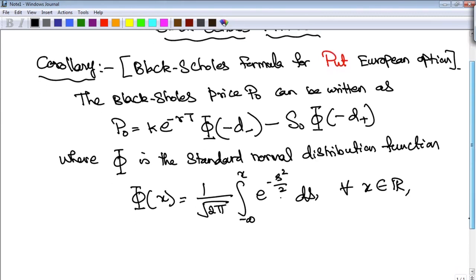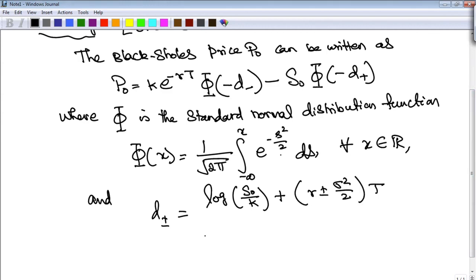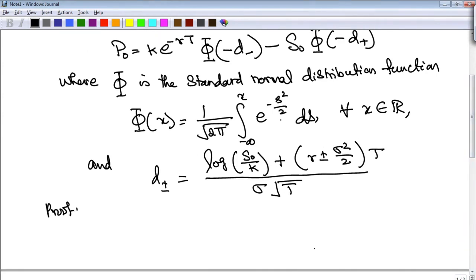And what are these D minus and D plus? D plus or minus is equal to log S naught, which is the initial price of the stock, divided by K, which is the strike price of the put option, plus R plus or minus sigma square by 2 into capital T, divided by sigma into root T, where R is the prevailing interest rate continuously compounded, sigma square is the volatility, that is the variance, and T is the expiration date. Let us derive this formula.